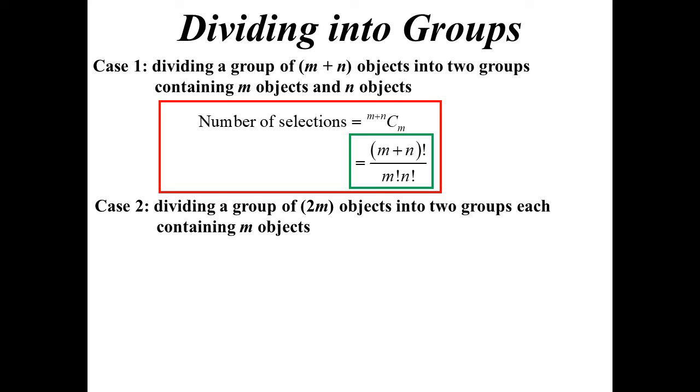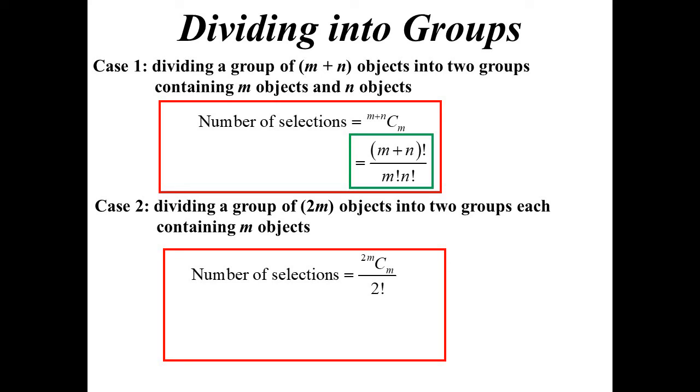So I've got 2m objects, and I'm going to divide them into 2 groups that both have m. So it'll be 2m, and I'll choose m of them. That automatically creates the other group. But in this case, I have to divide by 2 factorial. Got to do that.